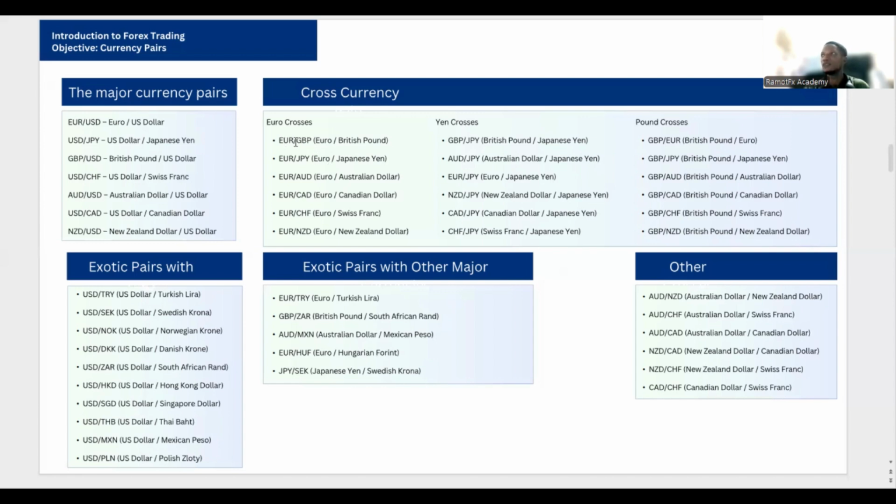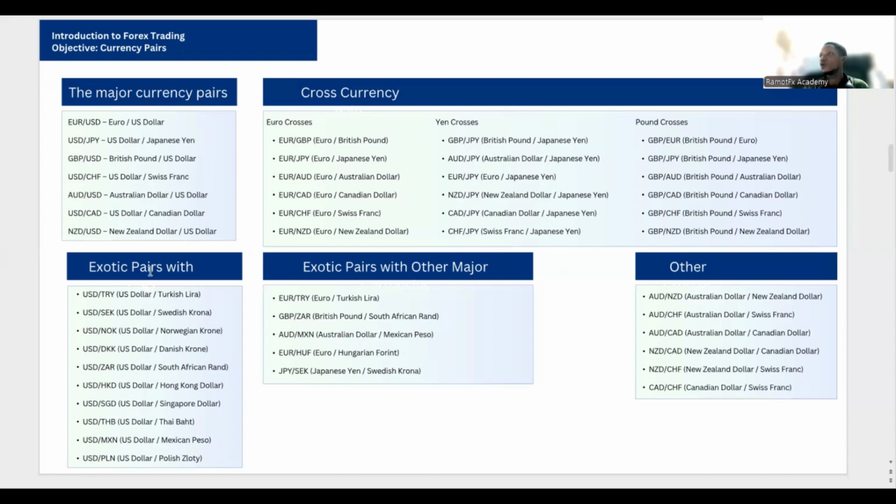So these are them. You can see them: EUR/GBP, EUR/JPY, EUR/AUD, EUR/CAD, EUR/CHF, EUR/NZD, GBP/JPY, AUD/JPY, NZD/JPY, CAD/JPY, CHF/JPY, GBP/AUD, GBP/CAD, GBP/CHF, GBP/NZD, AUD/NZD, AUD/CHF, AUD/CAD, NZD/CAD, NZD/CHF. These are cross currency pairs.